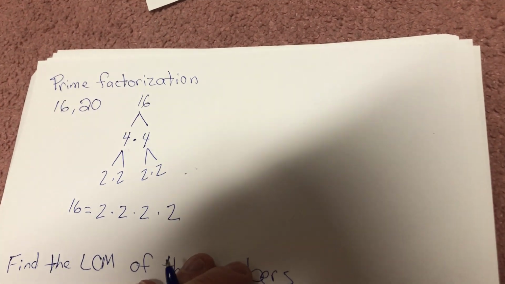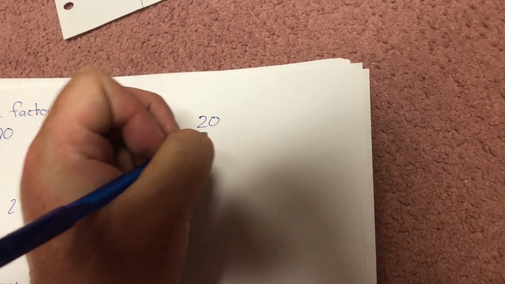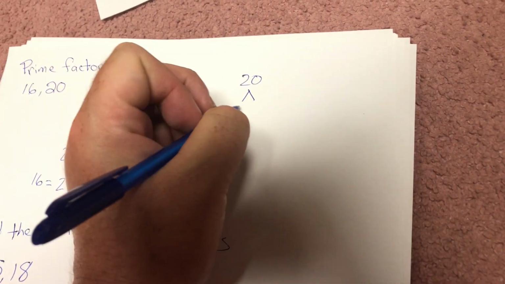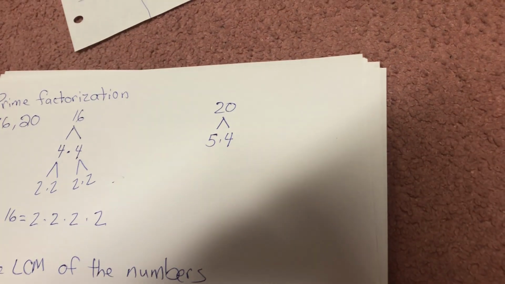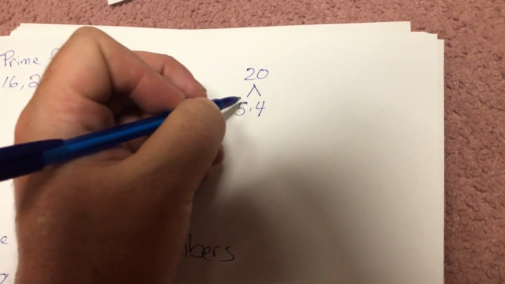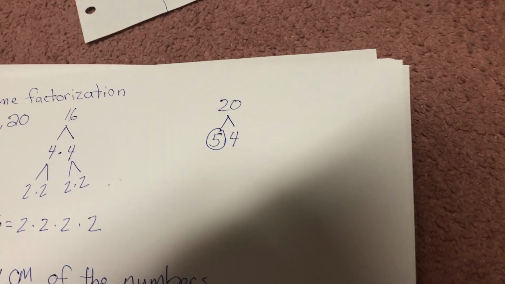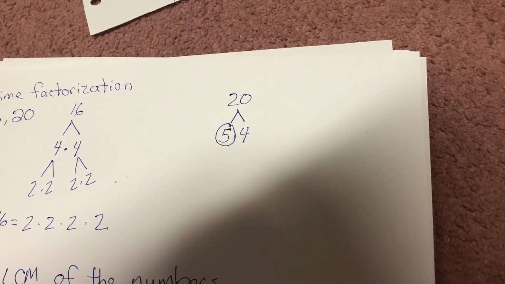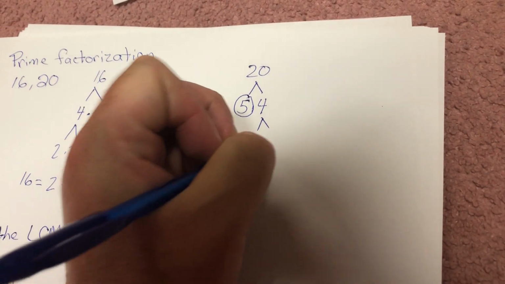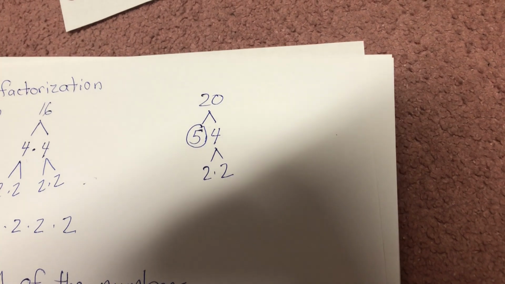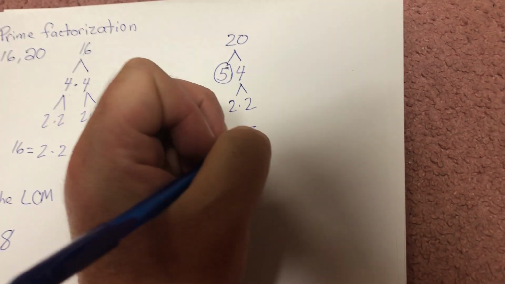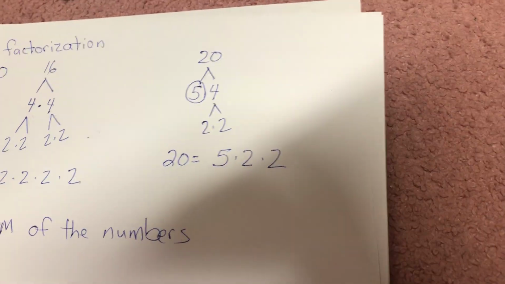All right? Now let's go to 20, and we'll come back and talk about how we can find the least common multiple. 20, I'm going to go ahead with 5 times 4. Could also have done 10 times 2, but we'll go with 5 times 4. I like 5 times 4 because 5 is a prime number. The only numbers that can go into 5 are 1 and 5. Once again, I have 4 just like I did over here. So once again, I'm going to break 4 down into 2 times 2. And then I find that 20 equals, in prime factorization, 5 times 2 times 2.